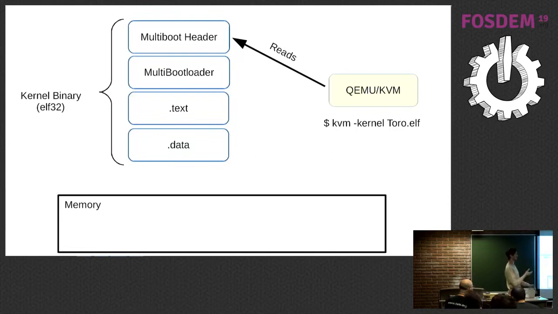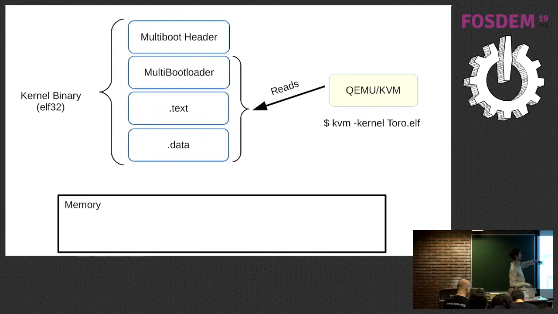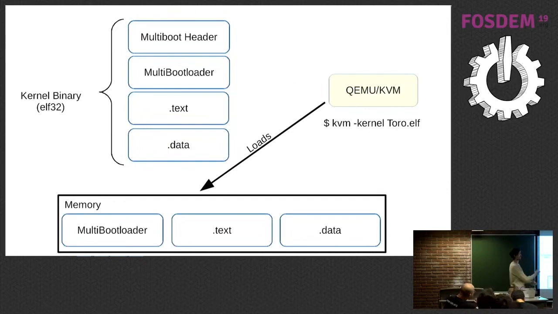And what is it exactly going to do? QEMU is, well, this is not exactly how the binary looks, but I'm using this picture just to illustrate a bit. So actually in the binary, which must be an ELF32, you have all the sections, and you need some sort of special header that QEMU is going to read. From this header, it's going to read all the sections of the binary and then put them in memory. This is the memory of the virtual machine, the guest.